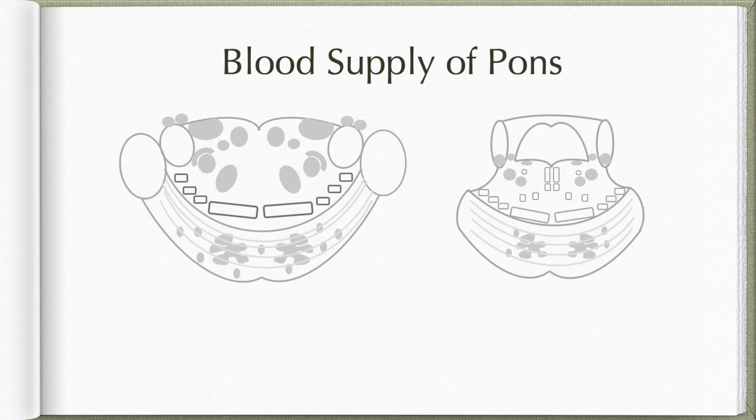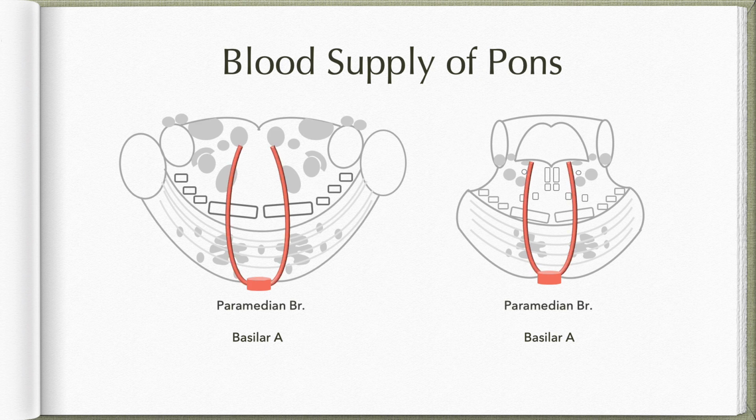Now coming to the blood supply of the pons. On the left side we are seeing the section of the pons at the lower level, and on the right side we are seeing section of the pons at the upper level. Pons is supplied by branches of the basilar artery which will be traveling along the midline in the basilar sulcus. The basilar artery gives the paramedian branches, which are branches arising from the pontine arteries, which will be supplying the medial parts of the basilar pons as well as medial part of the tegmentum, which includes medial longitudinal fasciculus and abducens nucleus.